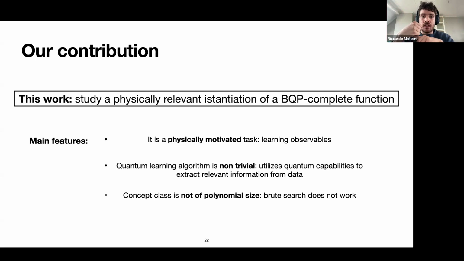The second thing is that the quantum learning algorithm is not trivial. So it's not brute-force search. It utilizes quantum capabilities to extract relevant information from data. So I really need a quantum algorithm to extract information from data, and then I can learn that function using a non-trivial machine learning algorithm. And as a consequence, the concept class is not polynomial size. We will work with an actually continuous concept class, but you can think of it as an exponential-size concept class. And for this class, brute-force search does not work.